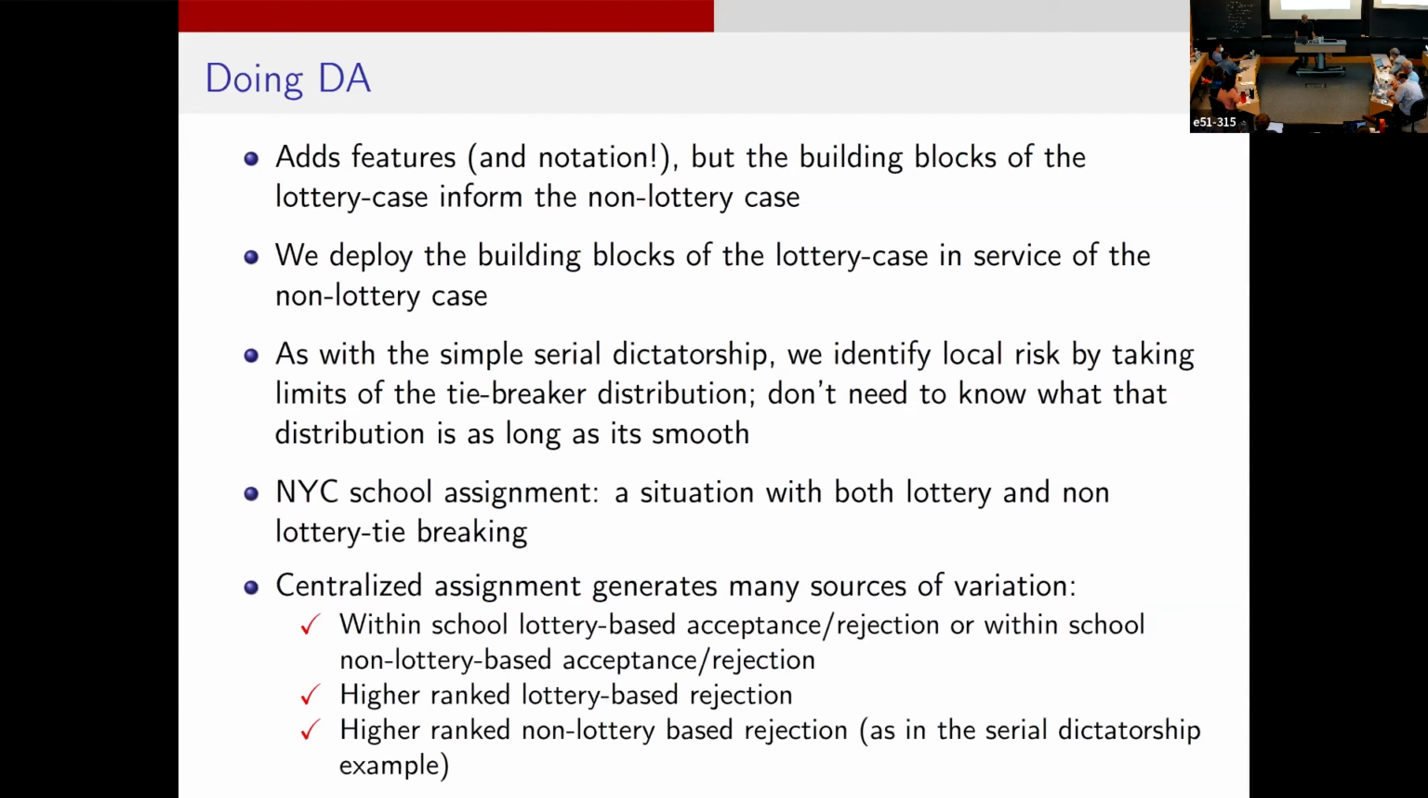So the paper looks at school assignment in New York City. New York City has lottery tie breaking. It's got multiple tie breaking, different lottery numbers, and it's got non-lottery tie breaking. So it's quite a mix. But what's really nice about this, again, is the payoff from all of these sources of variation. You can get variation due to a school-based lottery rejection or acceptance. You can get variation due to non-lottery acceptance or rejection. That's the conventional thing you would expect. But you can also get variation from higher ranked lottery rejection or higher ranked non-lottery rejection. So this is maybe a step towards non-local effects.